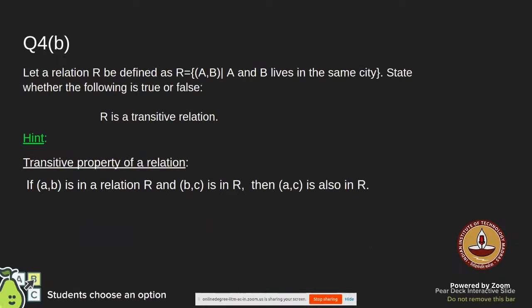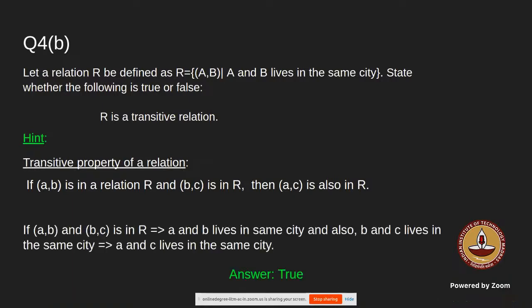Now, is it transitive? The same relation? Yes, sir, it is transitive. Because if A and B are in the same city, B and C are in the same city, then A and C are also in the same city. Two people are in the same city, and the second person and the third person are in the same city. The first and third person are in the same city. Sir, this is true.